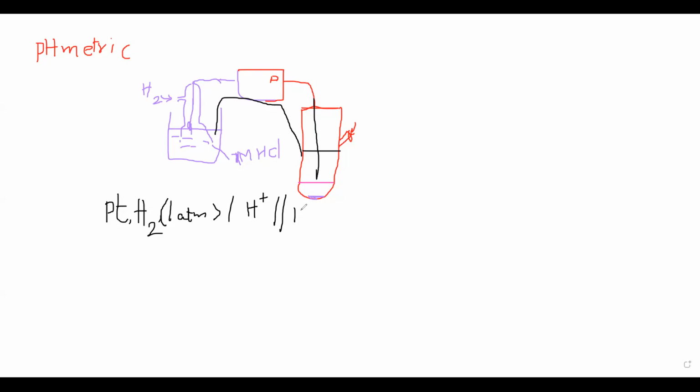Calomel electrode is KCl, a saturated solution, then mercurous chloride, which is known as calomel. My dear students, you must know what Hg2Cl2 and Hg are.